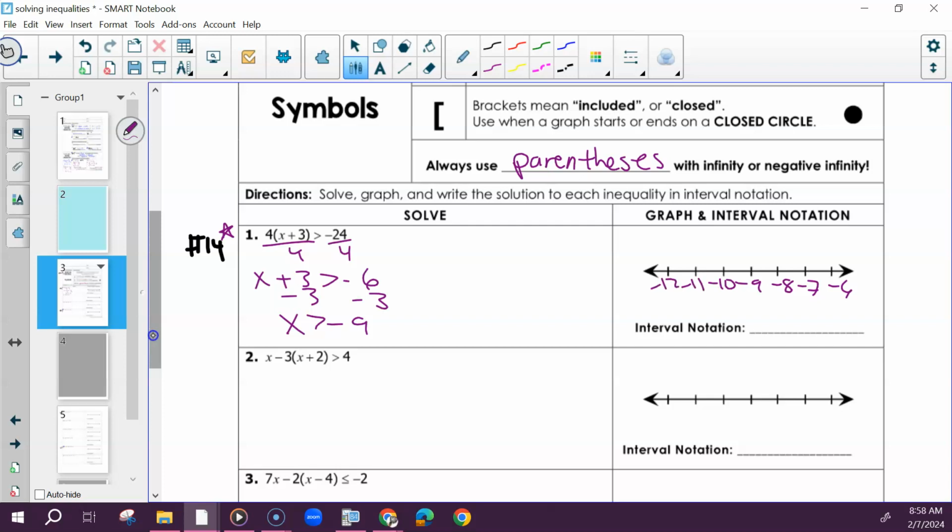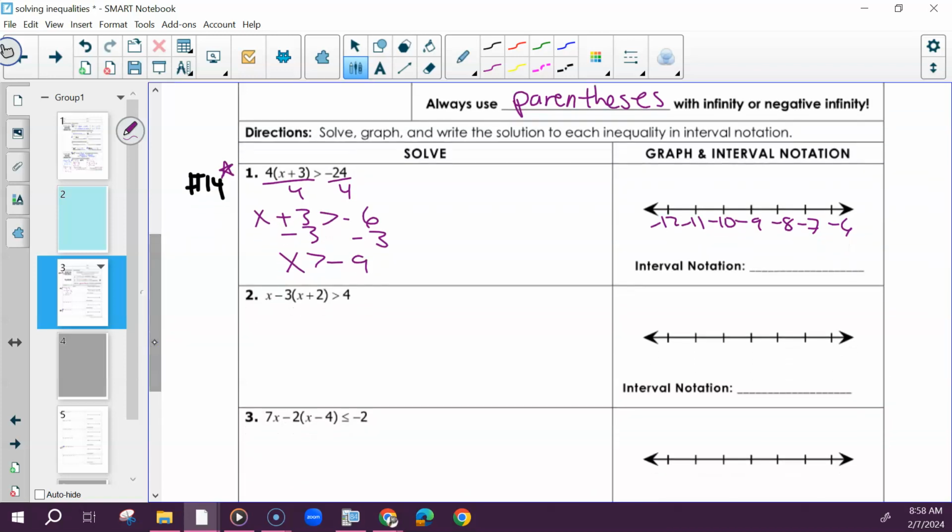Is that open or closed? Open. Going to the left or to the right? To the right. Now, your interval notation, you are looking at this left to right. You're looking at your graph. So you're looking at where does this start? It starts at negative 9.